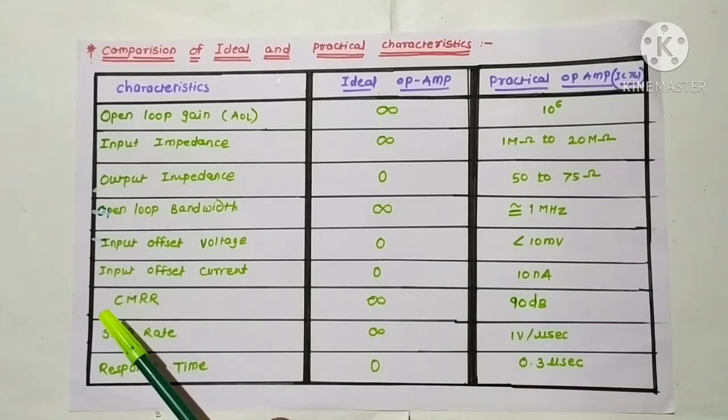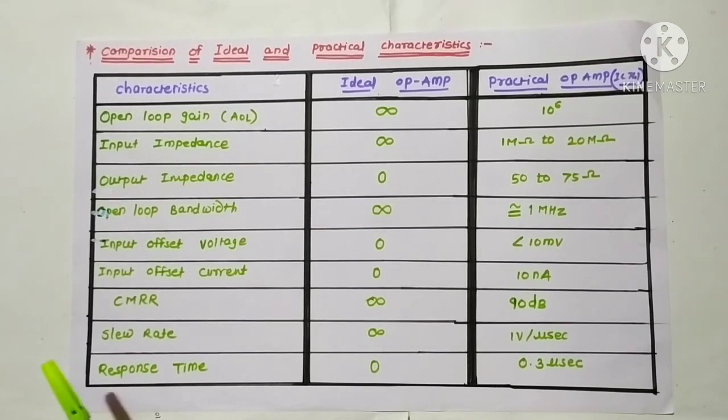All of you know that CMRR is common mode rejection ratio. For ideal op-amp it is infinite, for practical IC741 op-amp it is 90 decibel. Slew rate for ideal op-amp is infinite, for practical it is 1 volt per microsecond. Response time of ideal op-amp is 0, for practical op-amp it is 0.3 microsecond.